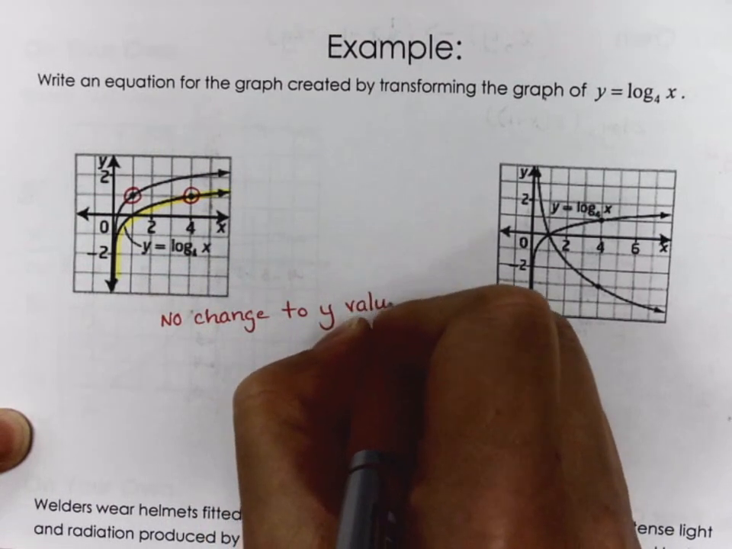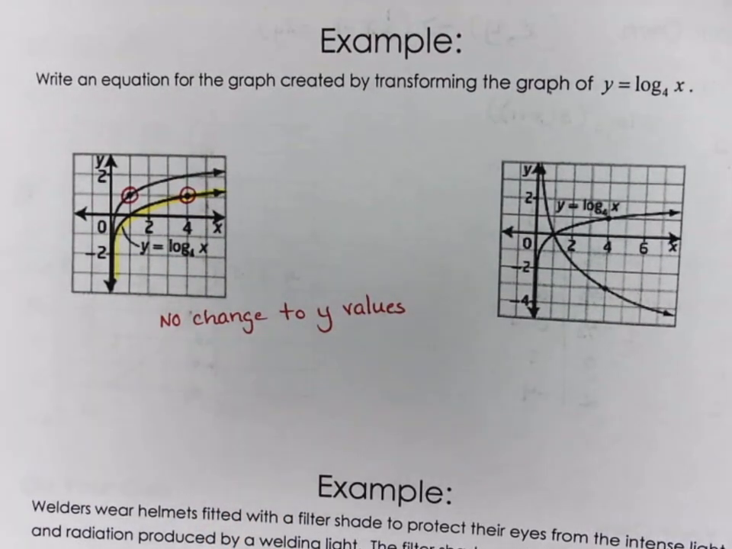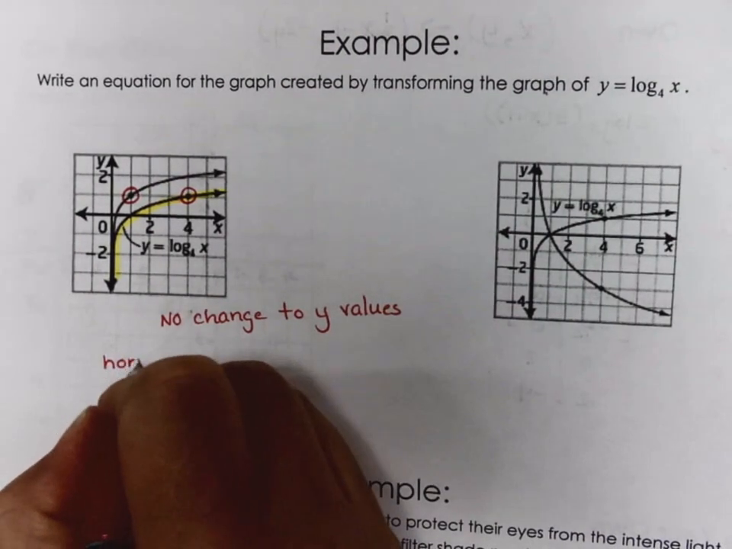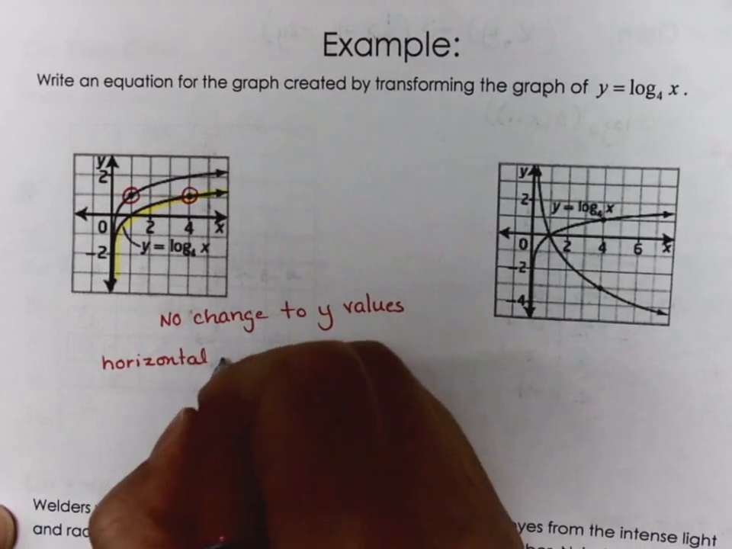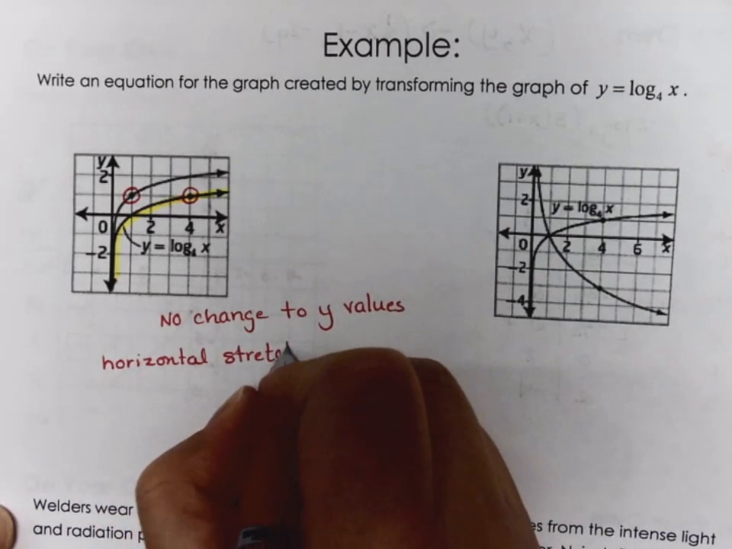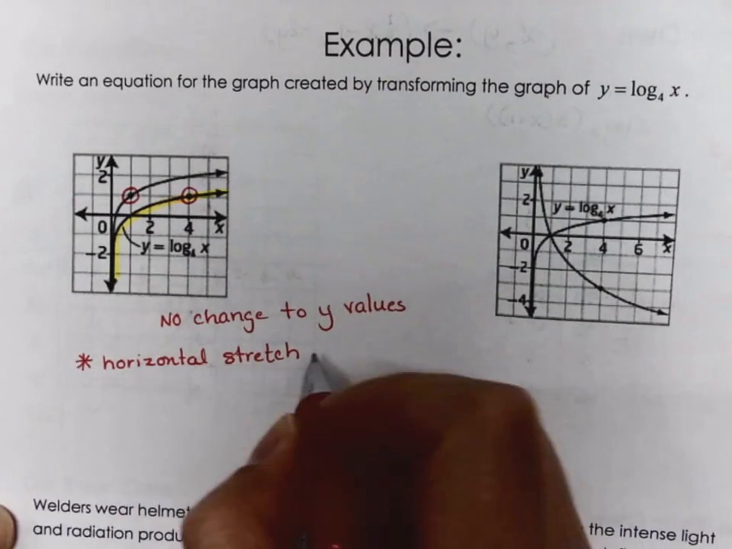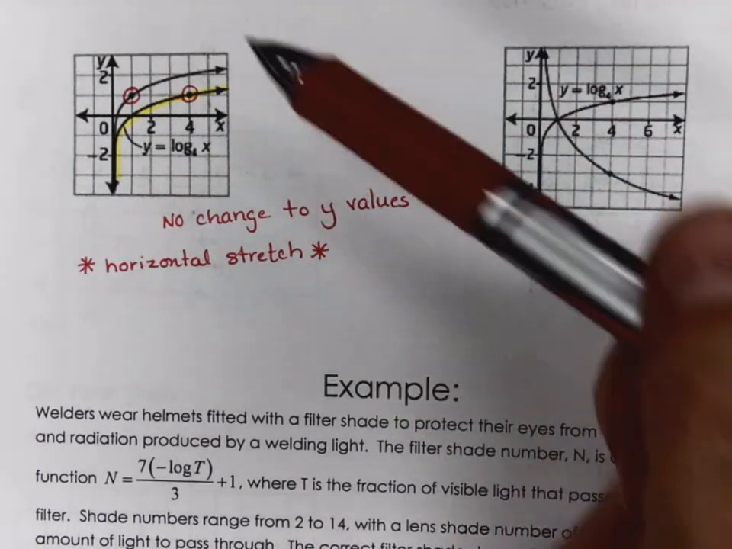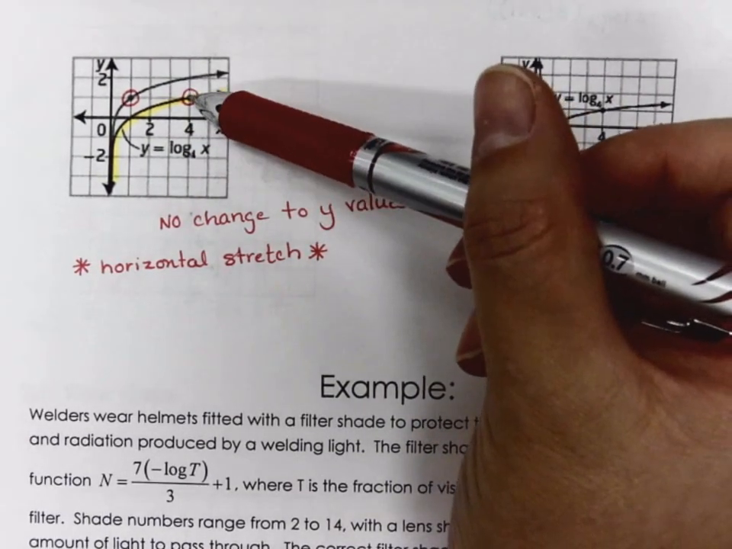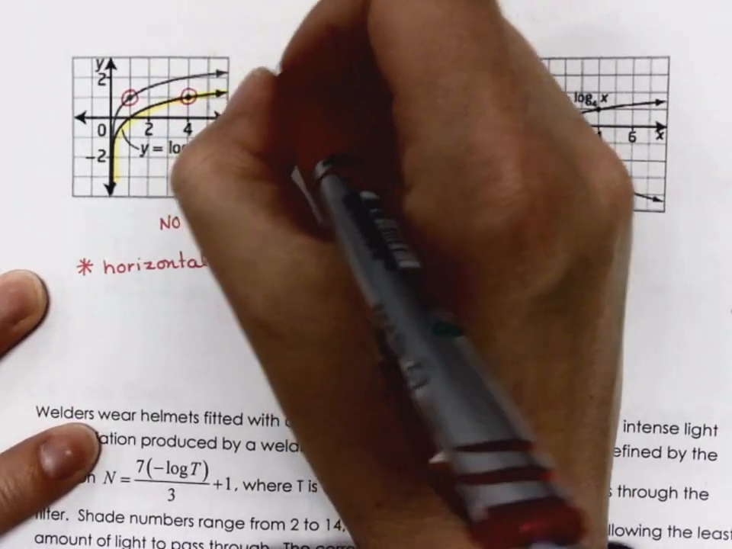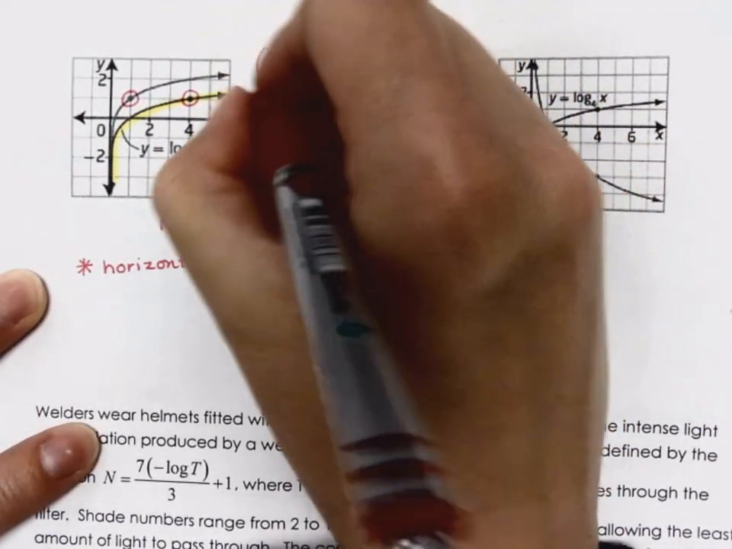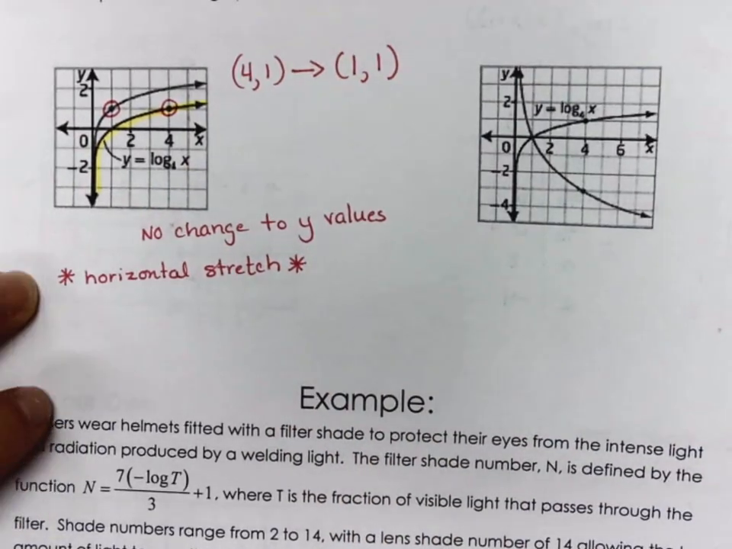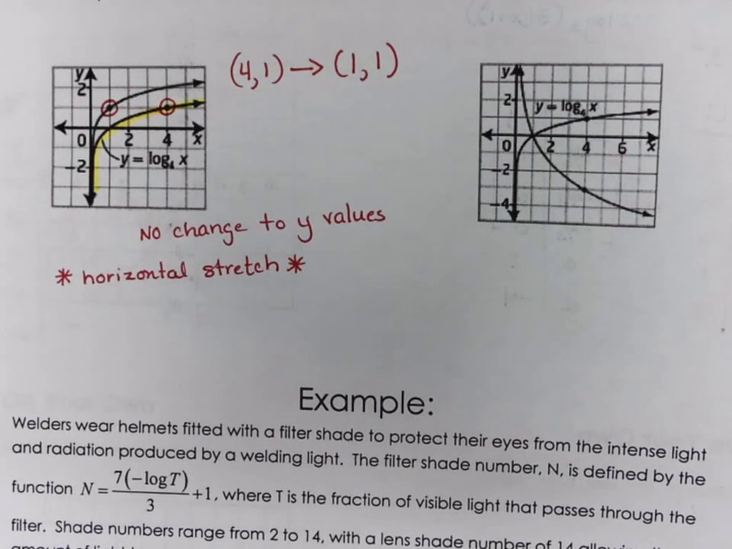No change to y values. And you told me that my asymptote didn't shift. So really, what do I know I have here? I know I have a horizontal stretch. There's no change to the y values. So if the original graph was (4, 1), and the new graph is (1, 1), so we have (4, 1) translating to (1, 1), and we know it has to be a horizontal stretch.